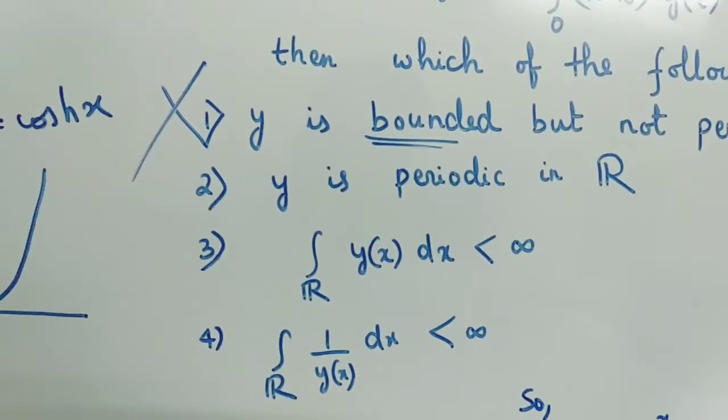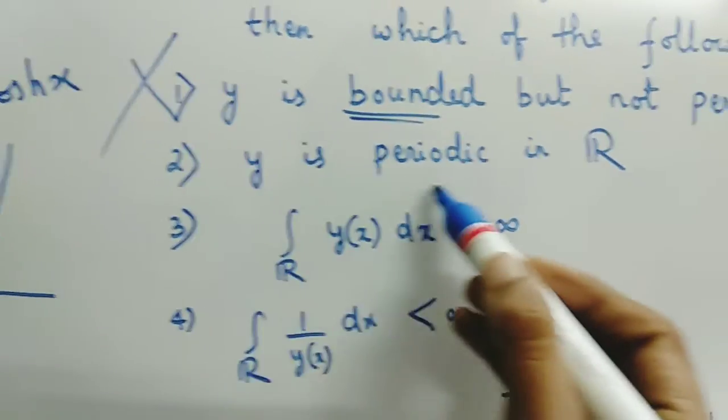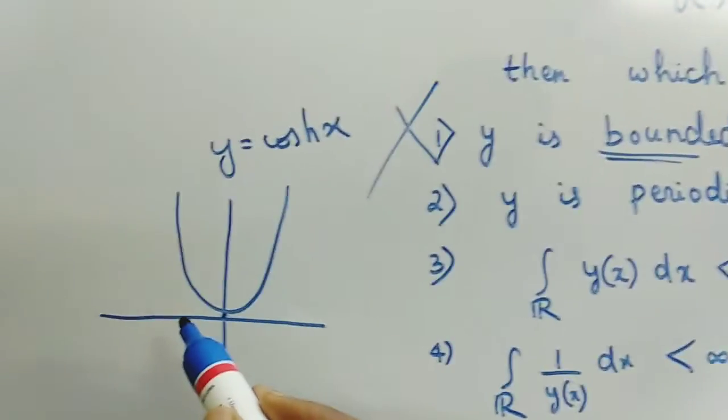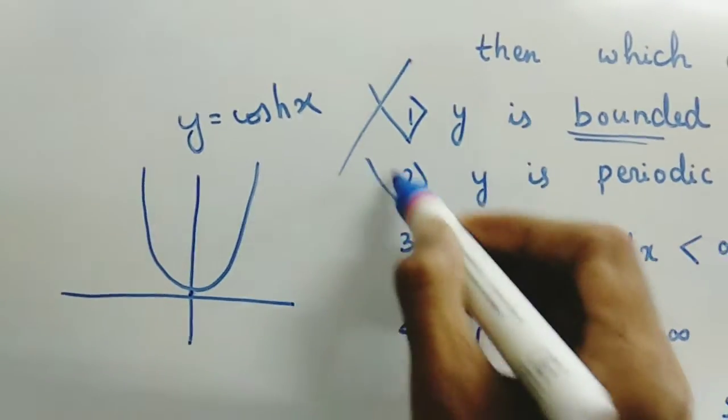The second option is periodic, but it is not periodic. Cos hyperbolic x is not periodic. It is incorrect. So 1 and 2 are discarded.